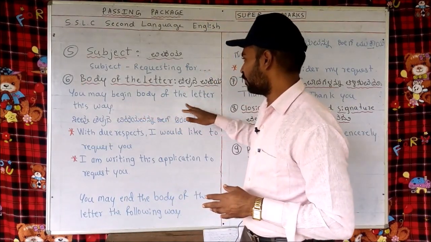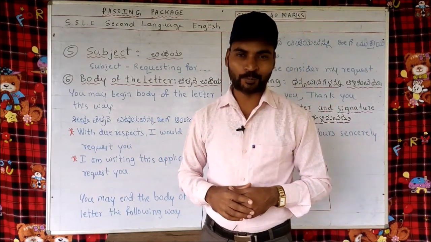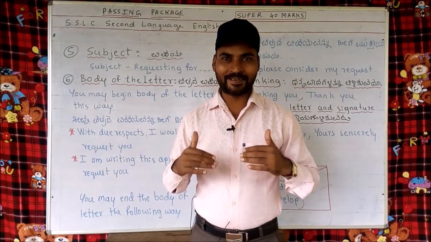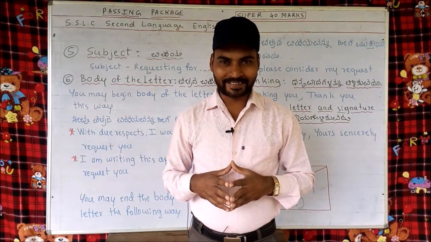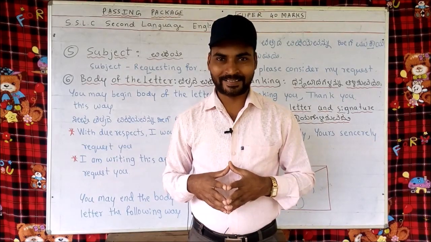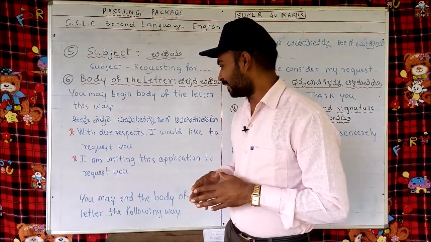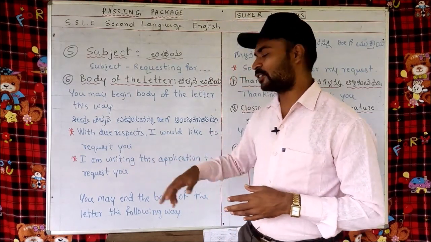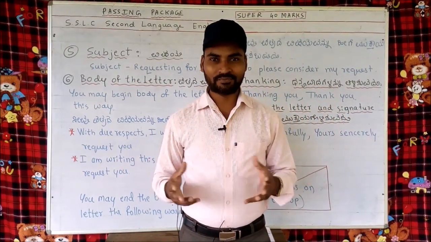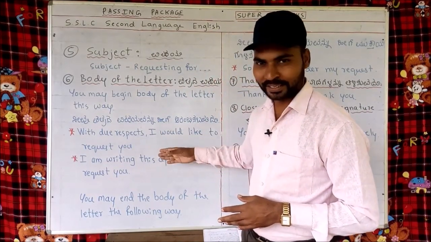You may begin the body of the letter this way: With due respects, I would like to request you. We are writing to higher officers here. That is why with respect we have to begin our letter. It should be smooth and attractive. Then you may write, I am writing this application to request you. That also will do. These are the beginning lines.